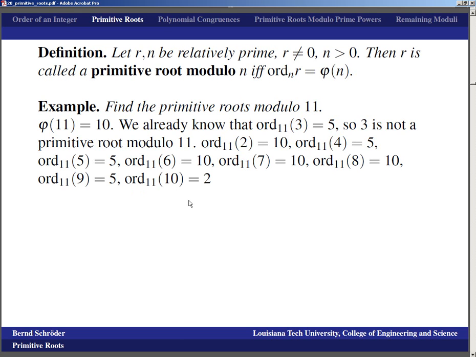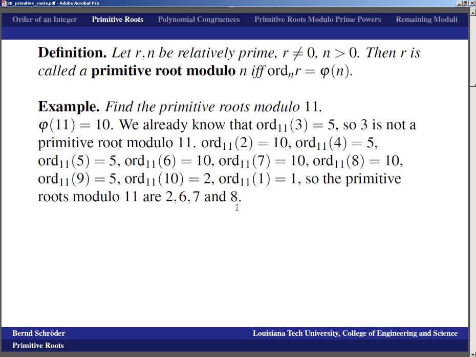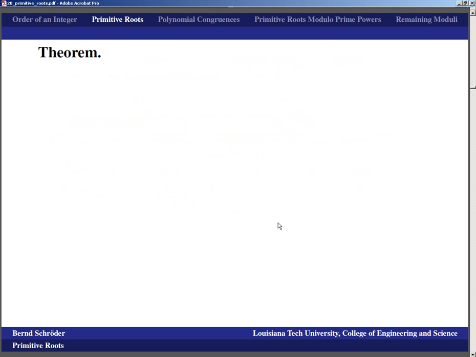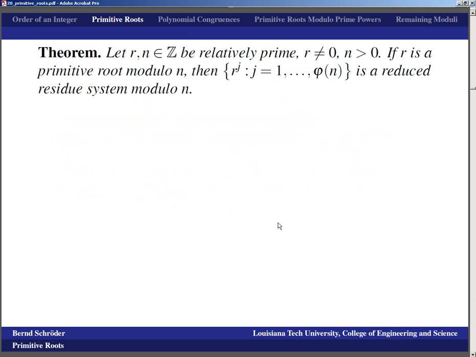And that's all, and now we just check for the ones that have order 10, which are 2, 6, 7, and 8. The order of 1 is 1, yeah, sure. So 2, 6, 7, and 8 are the primitive roots. Okay, let's have a theorem after all those numbers.